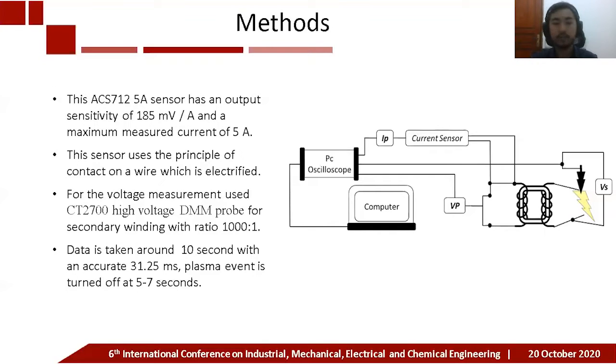And then for the voltage measurement, we use the CT2700 high voltage digital multimeter probe for the secondary winding with a ratio of 1000:1. The data is taken for around 10 seconds with an accuracy per data of 51.25 milliseconds. The plasma event is turned off at second 5 till second 7.